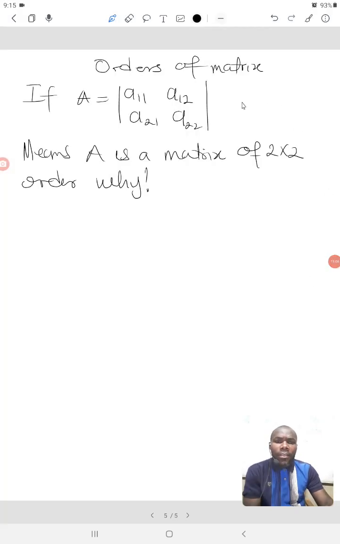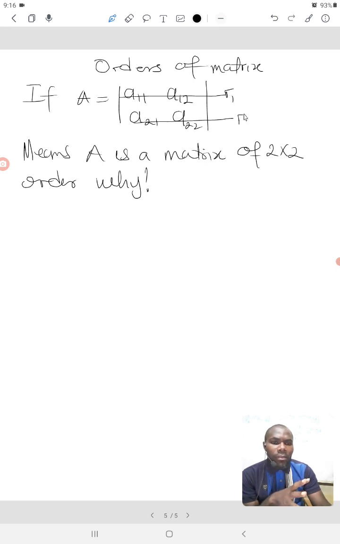So the next thing we want to talk about is orders of matrix. If A equal to A row 1 column 1, A row 1 column 2, A row 2 column 1, A row 2 column 2. If you study this, you discover that A has row 1, A has row 2. So we have 2 rows. Discover this 1, 2, that is column 1 and 2. These will have 2 columns. So it means A is a matrix of 2 by 2 order.